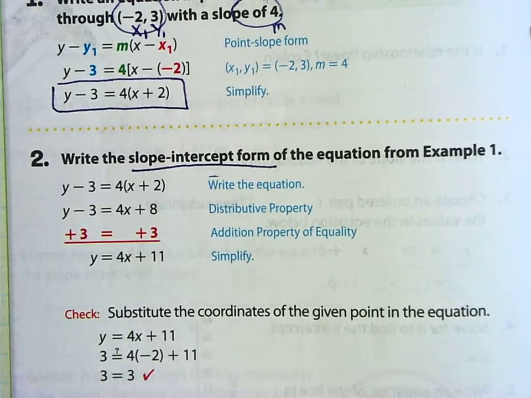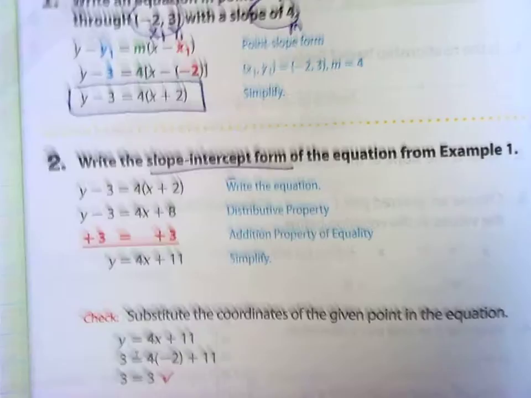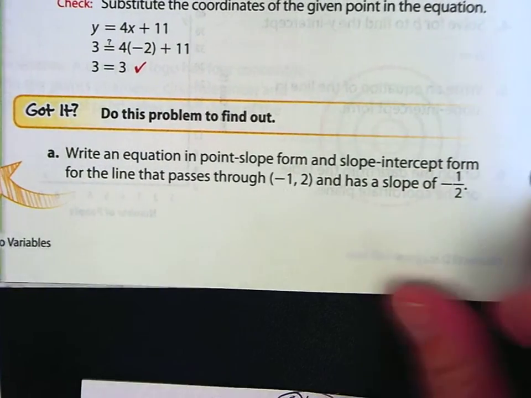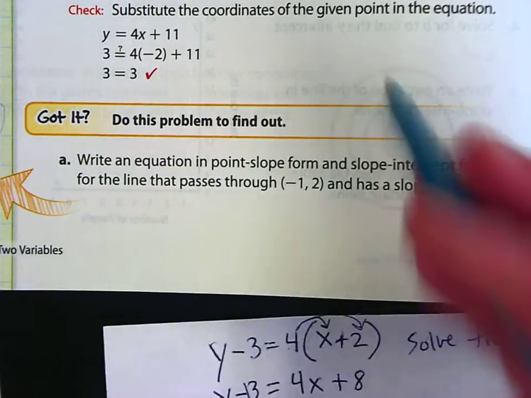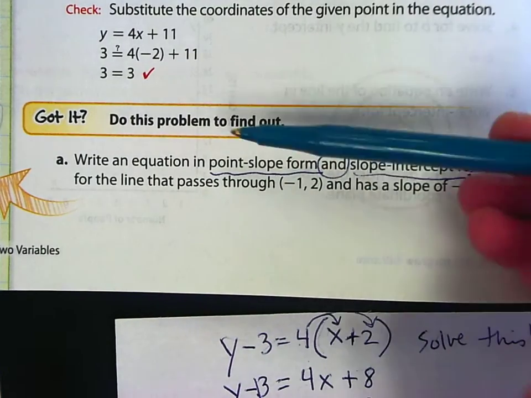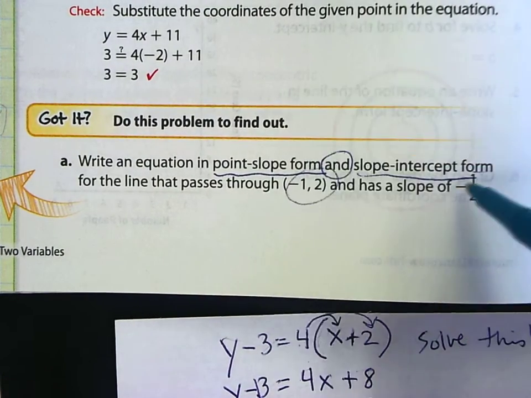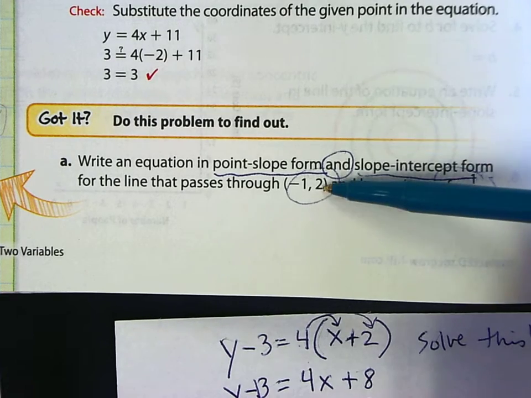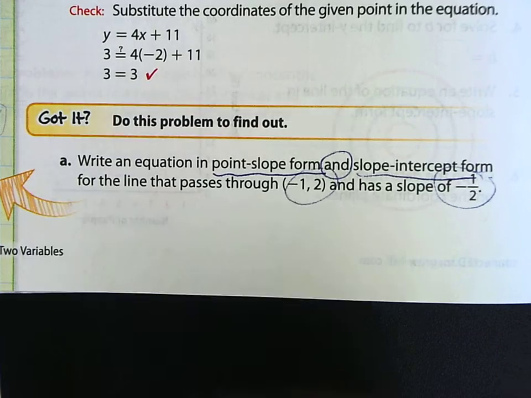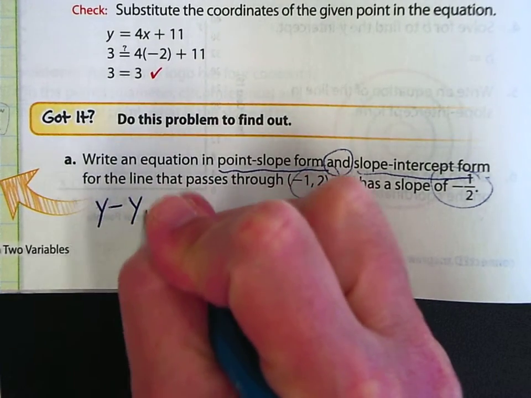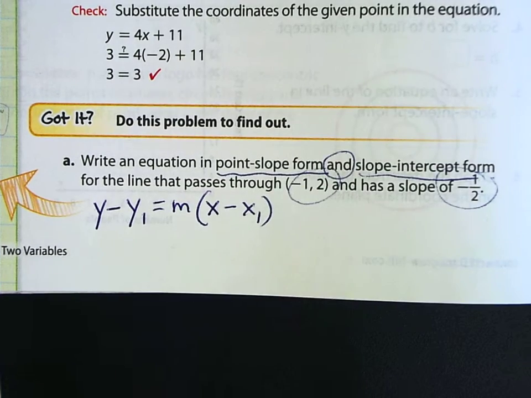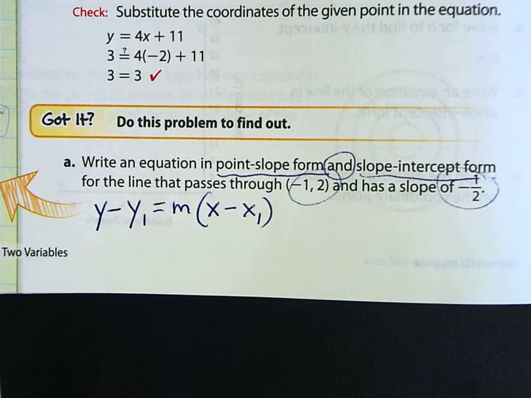Okay, let's try problem A at the very bottom. This says, you do this with me in your book, write an equation in point-slope form and slope-intercept form for the line that passes through this point and has this slope. So we have a point and a slope. We're going to start off with point-slope form: y minus y1 equals m times x minus x1. If you have a point and a slope, start off with point-slope form.